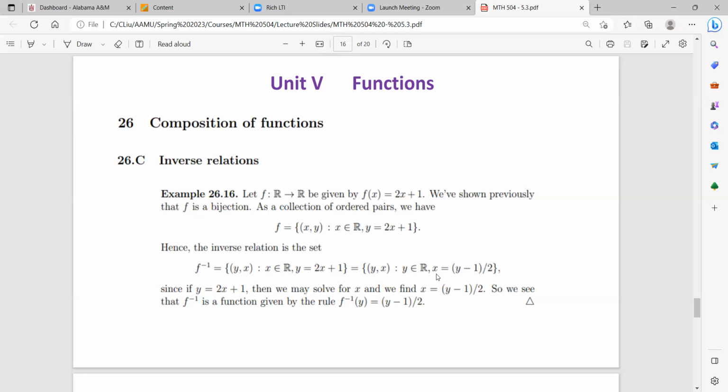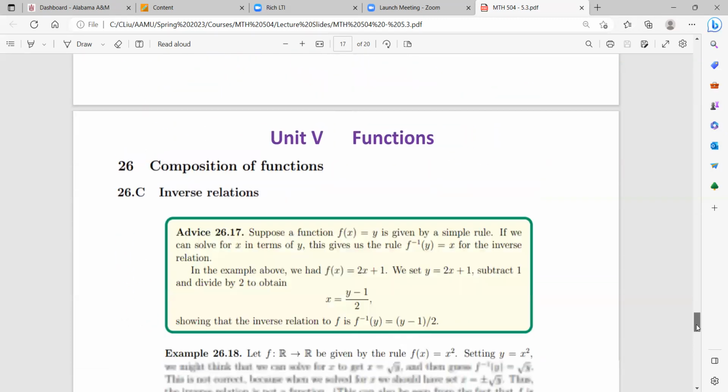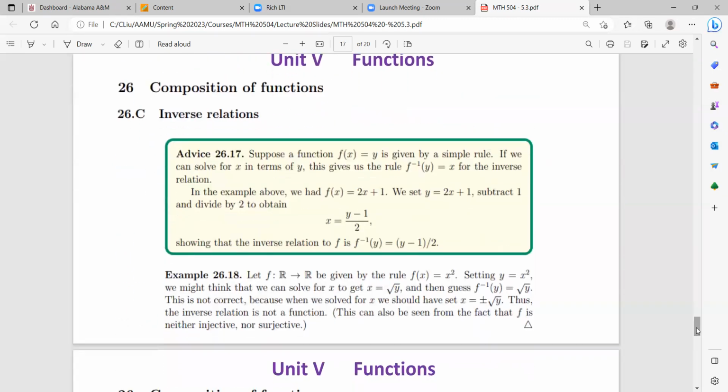So x is just equal to (y minus 1) over 2 in this set, given any y. So you can see f inverse is a function because it's a bijection. Because f is a bijection, the inverse of f is a function also, and f inverse is just (y minus 1) over 2. Okay, that's the inverse function.